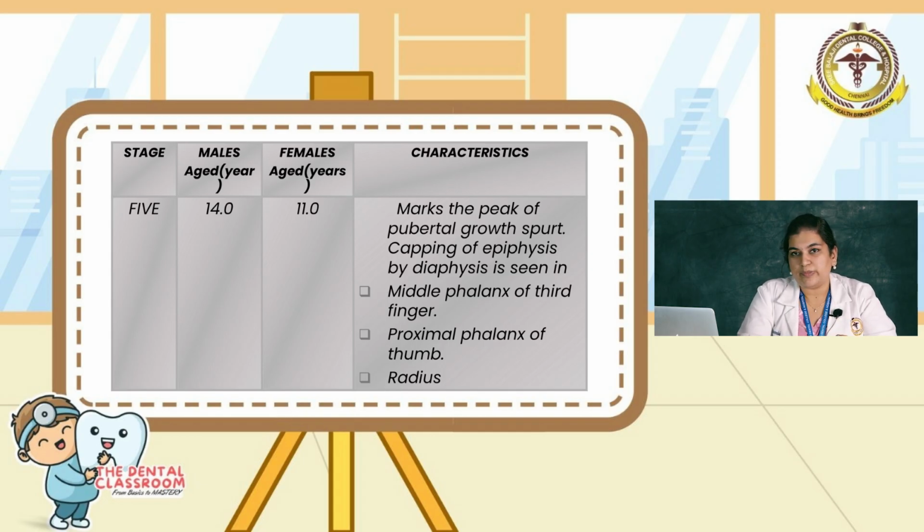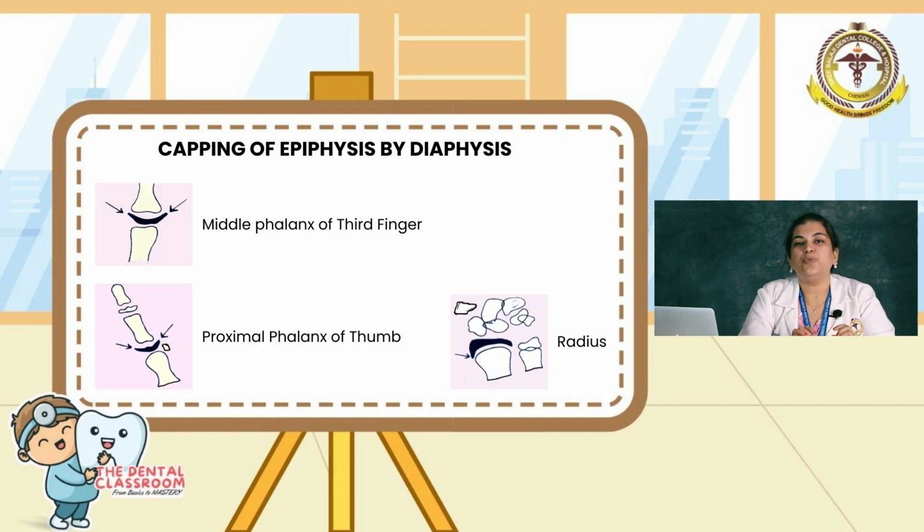Also remember, up to stage 4, we saw that the epiphysis and diaphysis were equal in width. At this stage, you will see that the epiphysis starts capping the diaphysis, meaning the epiphysis is a fibrous band that is growing around the diaphysis, growing over the width of the diaphysis, and will start covering the diaphysis.